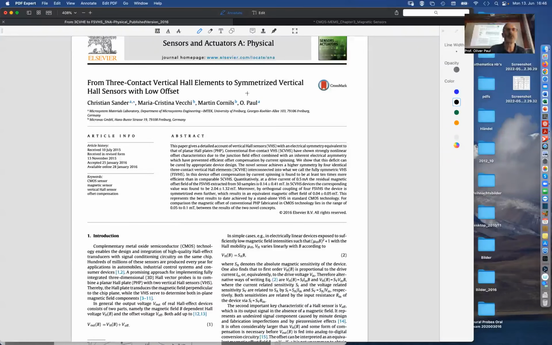We call this the fully symmetric, it says symmetrized vertical Hall sensor. And actually, so this 5-contact device, how can you symmetrize it to make it more similar to a Hall plate with its full 4-fold symmetry? That was the idea. And we had written a patent that Micronas is now using as the basis for the production of their sensors. So the vertical sensors of Micronas are based on this patent, and they're producing hundreds of millions of those. So what is the idea?